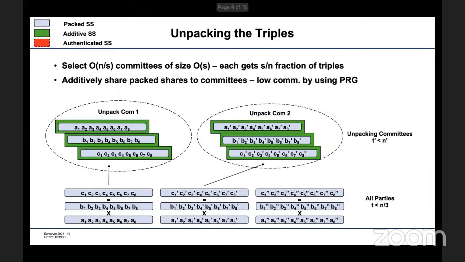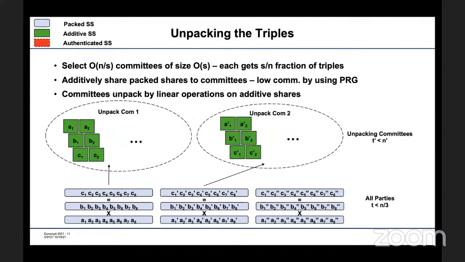And the trick we find is this. We have each of the original n parties that holds a share of the packed secret sharing additively subshare their share to the unpacking committees. So in the end, each unpacking committee now holds an additive sharing of the full packed secret sharing. And it turns out that the process of unpacking a packed secret sharing just consists of linear operations. And so the unpacking committee parties can just do this underneath the additive secret sharing without revealing anything and extract out the unpacked triples A, B, and C.